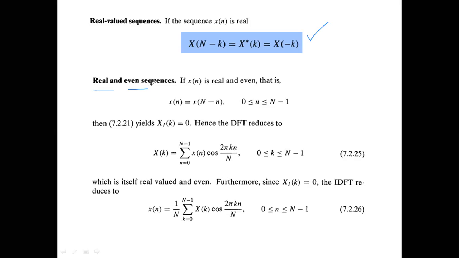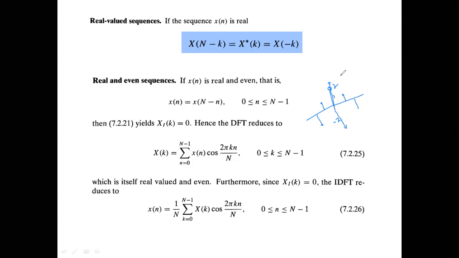Let us talk about what an even sequence is. Let us say I happen to have a sequence. Let me draw a sequence here. See this particular sequence. Say this value is 2, this value is 1, and this value is, say, minus 2.